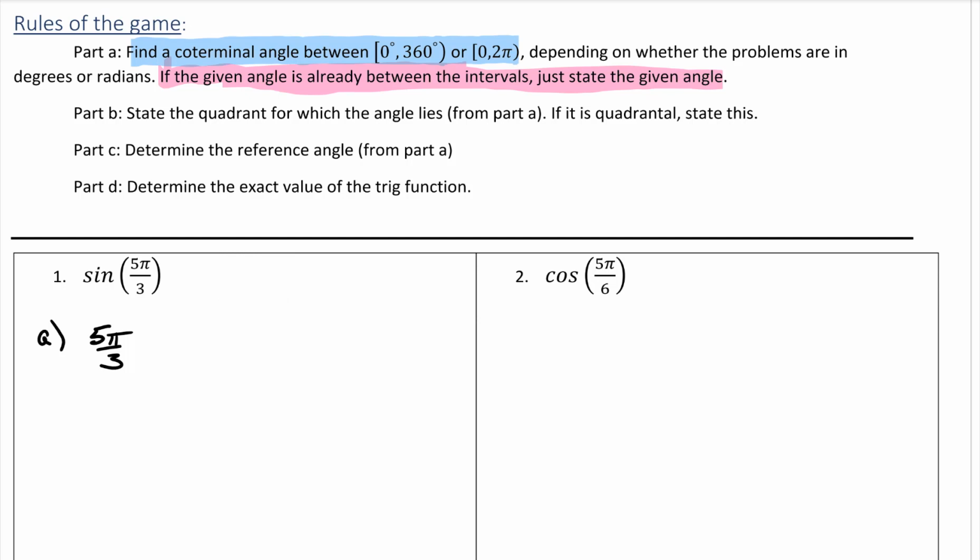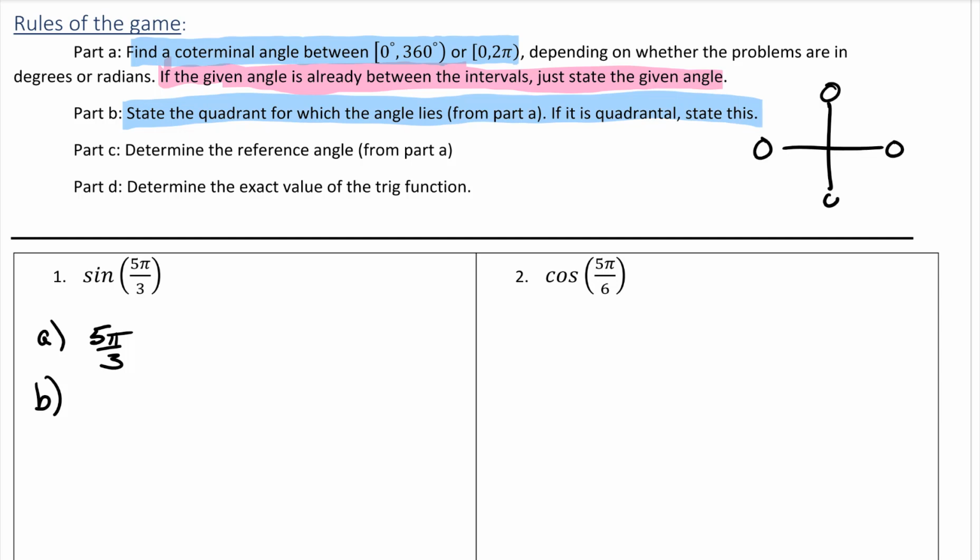Next, it asks, what quadrant are we in? For part B, state the quadrant in which the angle lies. If it is quadrantal, or any of these angles here, so I'm just writing zeros, but they're not in quadrant 1, they're not in quadrant 2, they're not in quadrant 3, then you state it. So we look at B and ask, where is 5 pi over 3? So we have 0, we have pi over 2, we have pi, we have 2 pi.